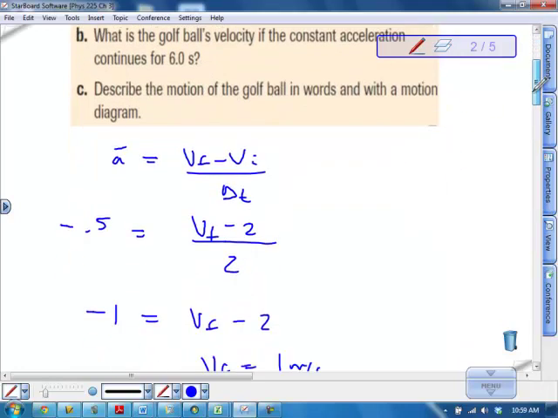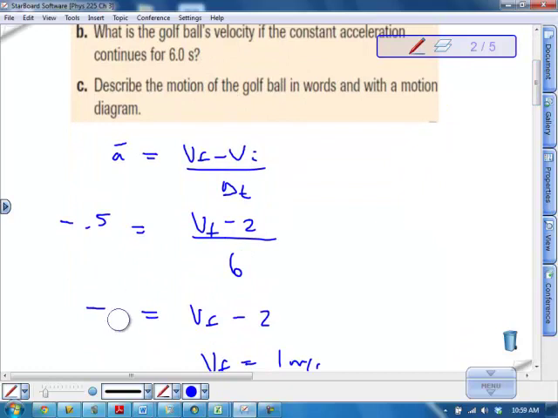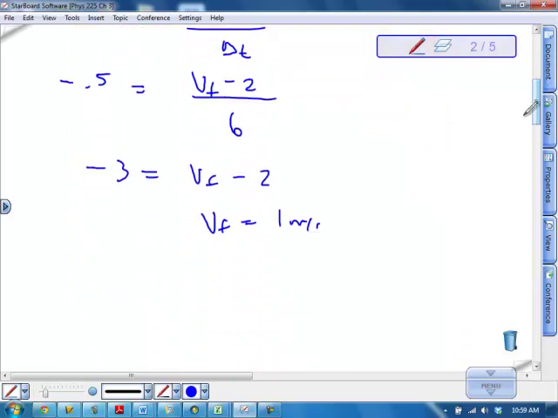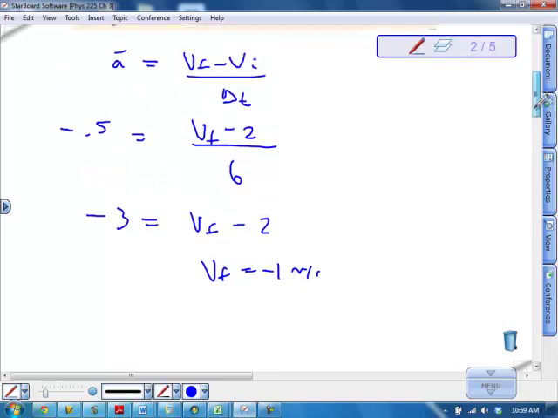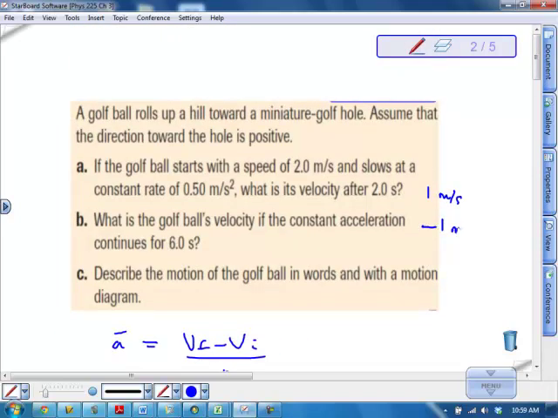And the second answer, when I stick in 6 down here in the denominator, this should have been a -3. And then add 2 to get -1 meters per second. So it actually would have been going in the opposite direction now. It would slow all the way to a stop, and then be coming backwards back at us.